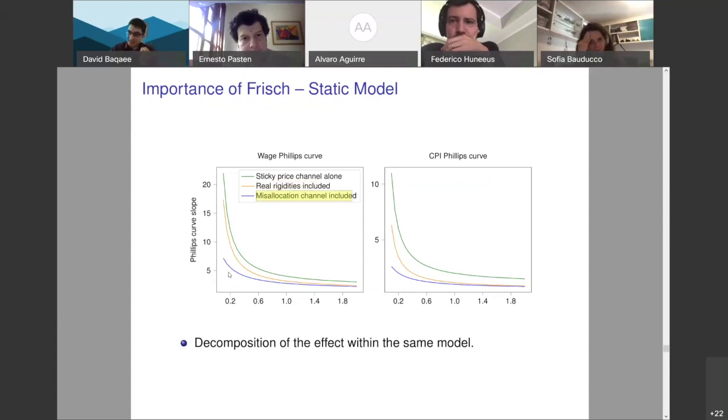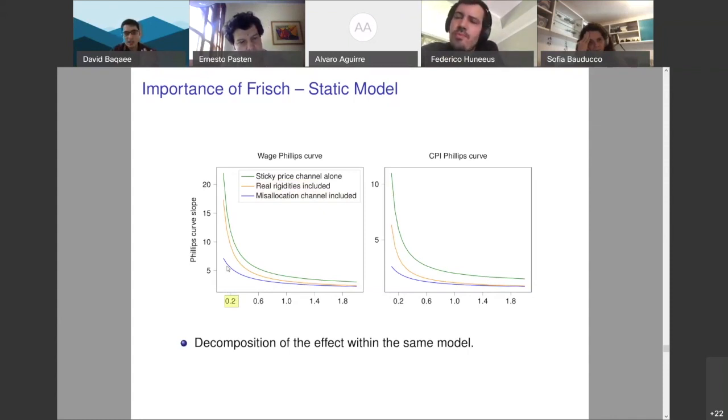And this misallocation channel is most powerful when the Frisch is small, which is the range that the empirical estimates tell us we should be focused on. So empirical estimates of the Frisch elasticity of labor supply put it roughly at around 0.2.